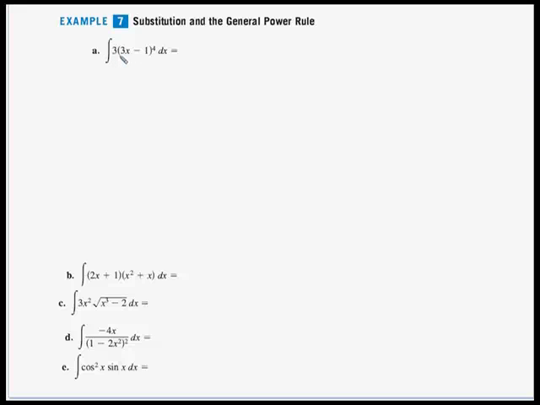So, 3 times 3x minus 1 quantity to the 4th dx. Here is our inner function u. So the derivative of that would be 3 dx. We have a 3. We have a dx. So when we take the antiderivative, we're going to have our inner function, 3x minus 1. It was to the 4th. We raise it by 1. Divide by the new power 5, or multiply by the reciprocal 1/5. Add your constant.